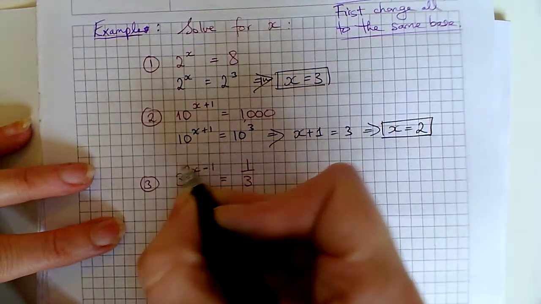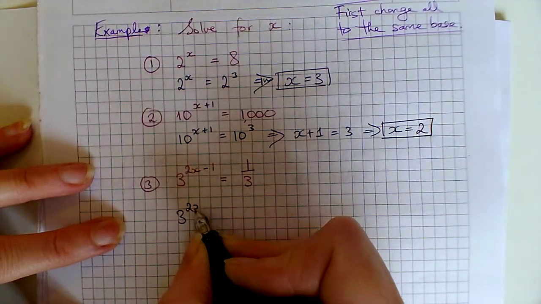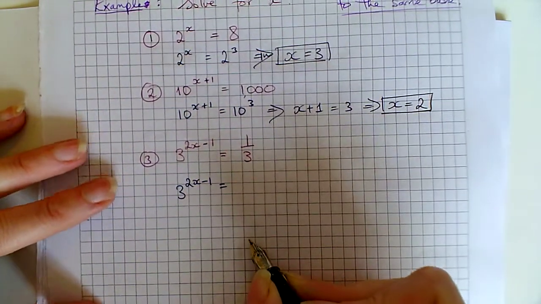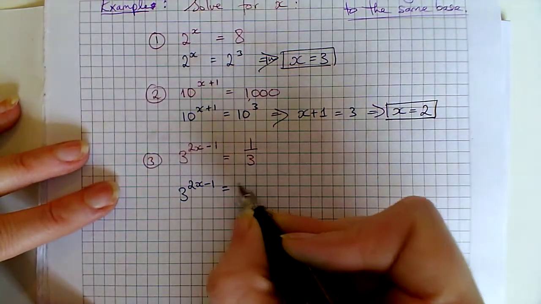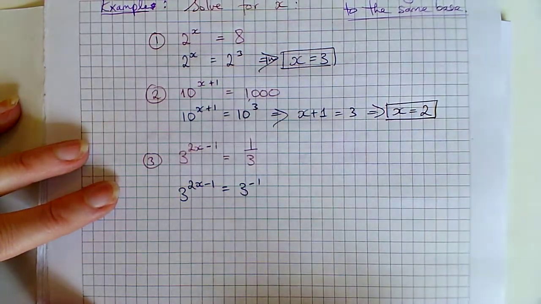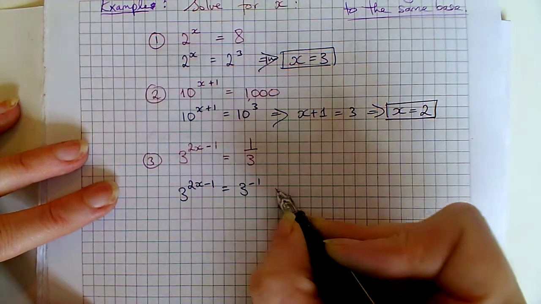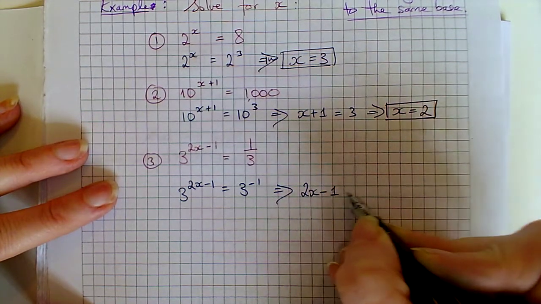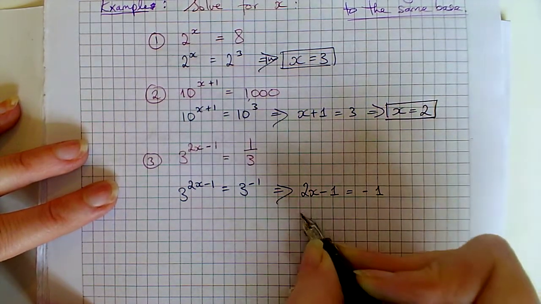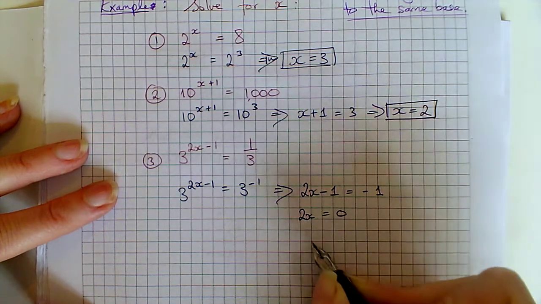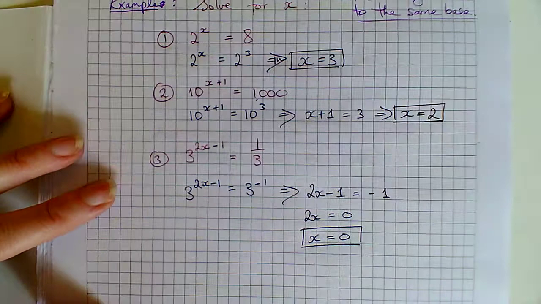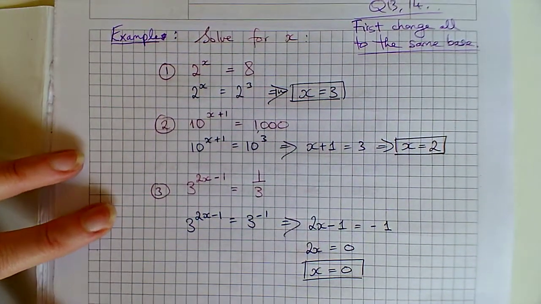This one, a little bit trickier. I have 3 to the power of 2x minus 1 on this side, and 1/3, as we learned when we were doing question 14 last night, can be written as 3 to the power of minus 1. So now I can put the powers equal to each other. 2x minus 1 is equal to minus 1. So 2x is equal to 0, and x is equal to 0. And that's my answer there.